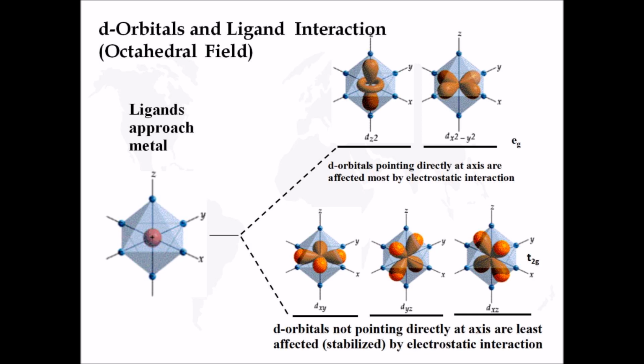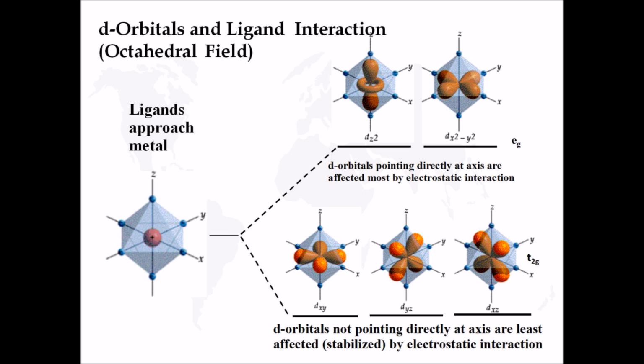In an octahedral crystal field, 6 ligands approach the central metal ion, causing a change in energy of the d orbitals, because the electrons in the d orbitals and the electron clouds of the ligands repel each other. Some of the d orbitals gain in energy and some of the d orbitals lose energy. The orbitals pointing directly towards the axes are affected mostly by the electrostatic interaction, and these are the dz square and dx square minus y square orbitals.